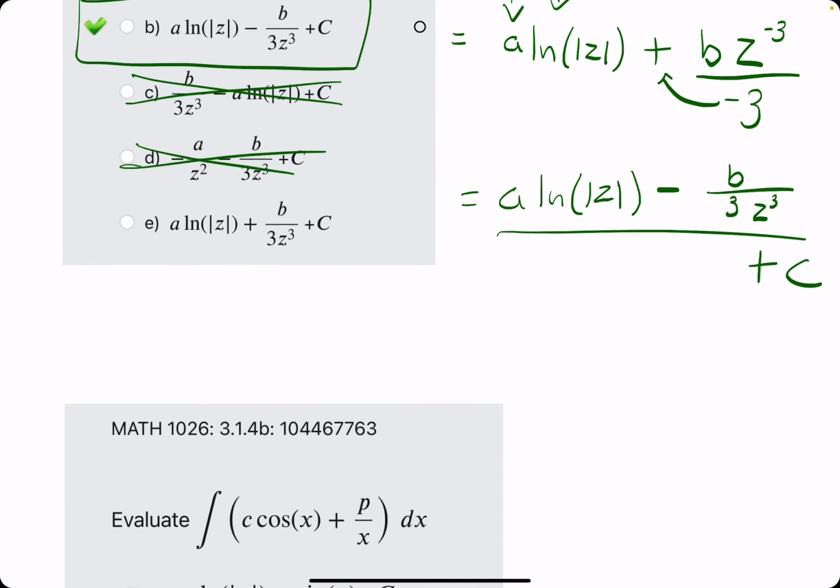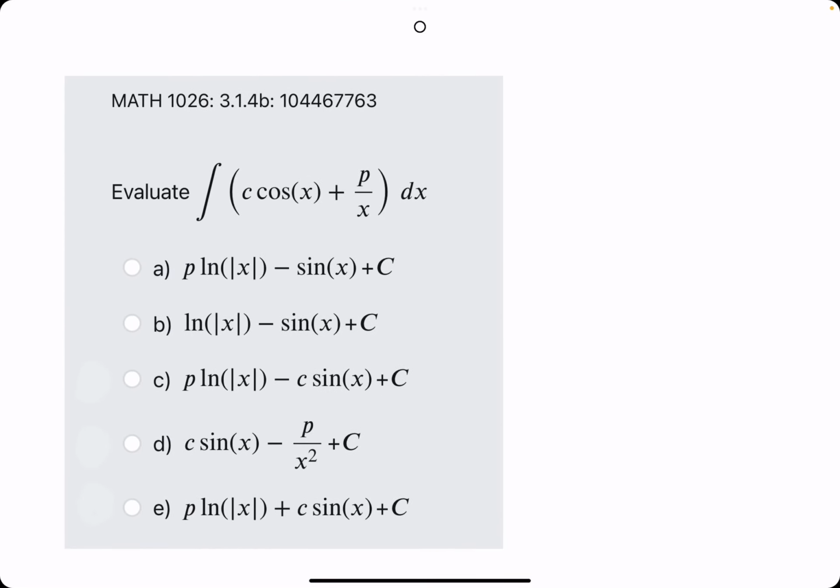All right, let's go and do a couple more, a little bit faster, hopefully. The first step is finding the antiderivative of c cosine of x. So c cosine of x, we will have c will stay. Cosine of x has an antiderivative of sine of x.